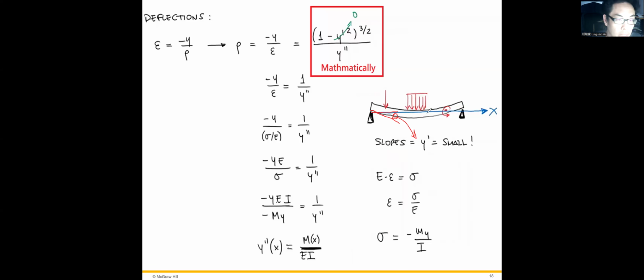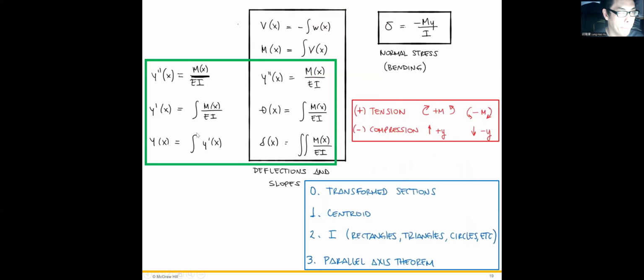Of course, we can just figure out the slope at different locations here. Its slope here should be 0. Here, the slope is like this. Here, the slope should be like this. So this table you have to remember. What we got from the previous slide is y double prime equals M over EI, the same thing.